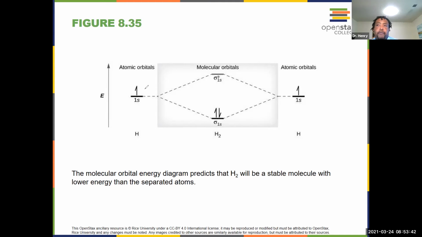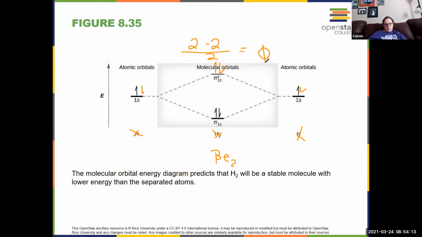Okay, so when we're talking about beryllium, we have 2 bonding minus 2 antibonding. Divide that by 2, that equals 0. Does that equal 0? Okay. Right? So that tells us that we won't form a bond. Does that make sense?